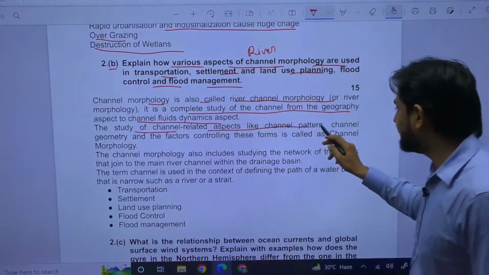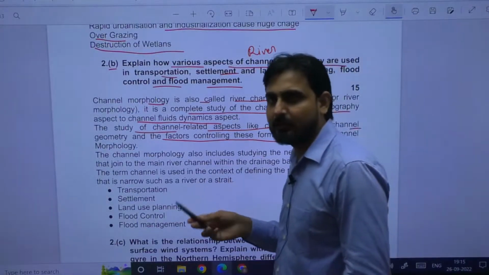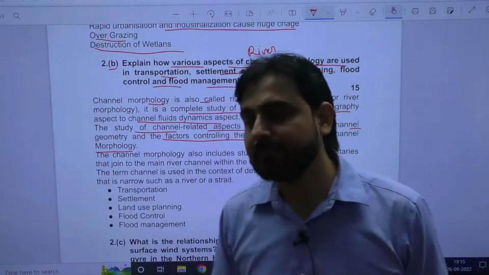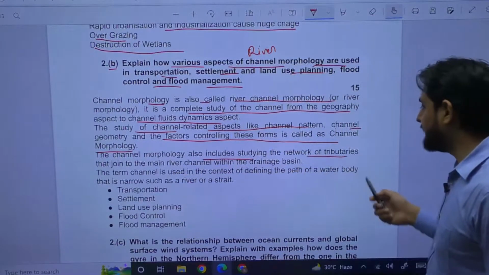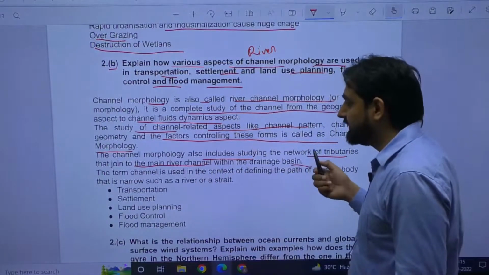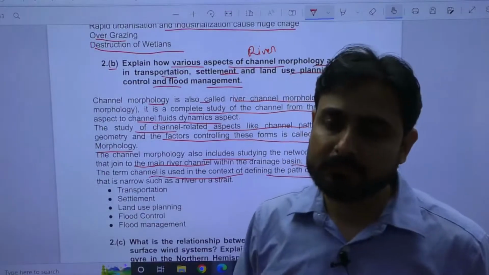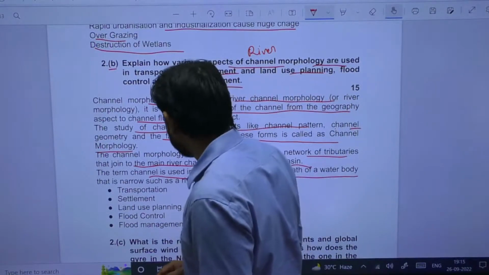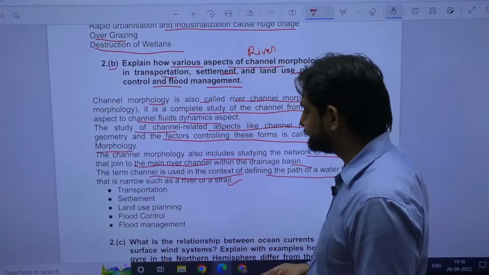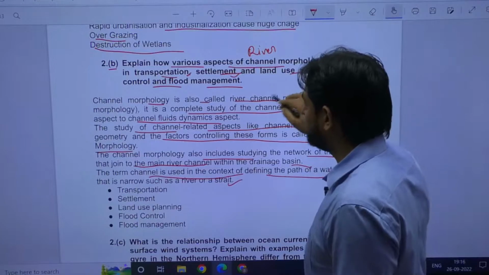It is the complete study of a channel from the geography aspect to the channel fluid dynamic aspect. The study of channel-related aspects like channel pattern, channel geometry and factors controlling these forms is called channel morphology. So we can define the channel morphology and clarify about the river morphology. Channel morphology also includes studying the network of tributaries that join the river from the left or right bank side, their drainage system. Then channel is used in defining the path of flow of water from one place to another place through river, or you can further define the transportation, settlement, land use planning, flood control, flood management.